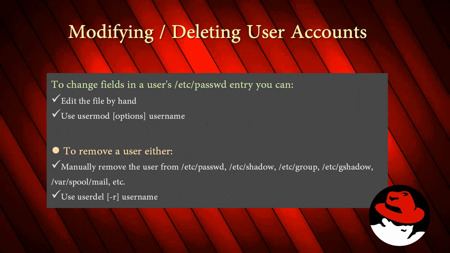To change fields in a user's /etc/passwd entry, you can edit the file by hand. You can use usermod with options and provide a username to modify the entry of the user. To remove a user, you can use the userdel command. Simply write userdel, provide an argument like -r, and provide a username. It allows you to manually remove the user from /etc/passwd, shadow, group, gshadow, and mail directories.